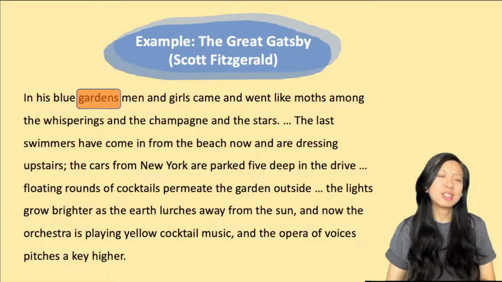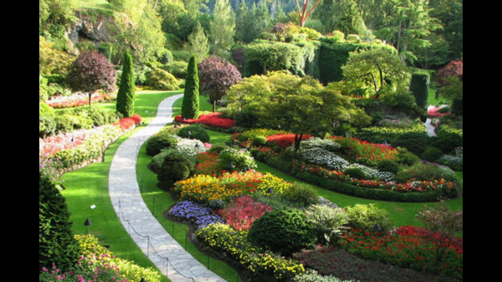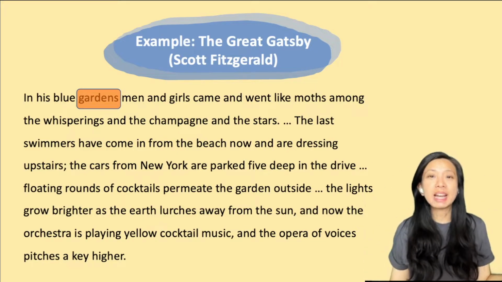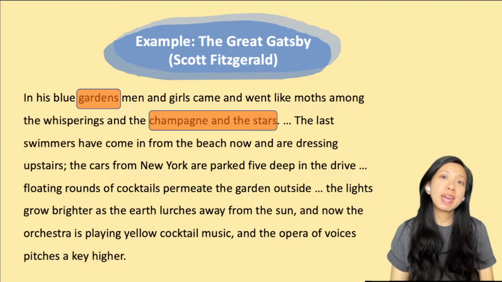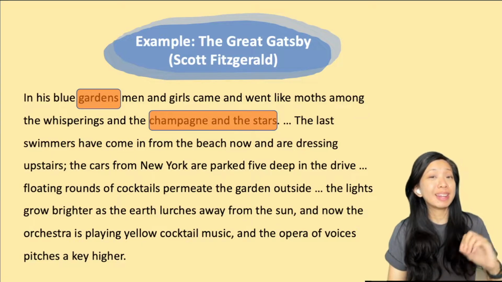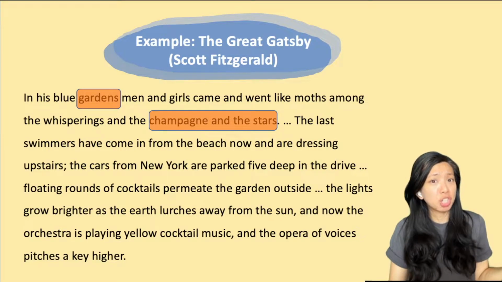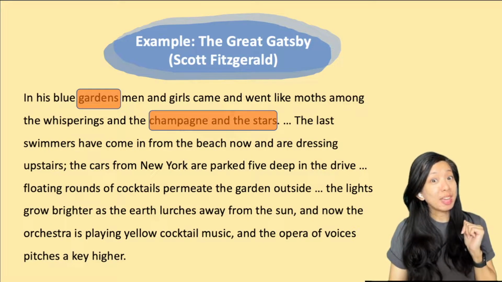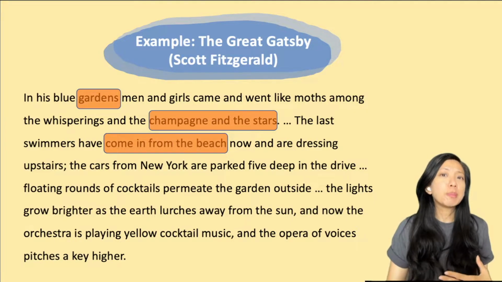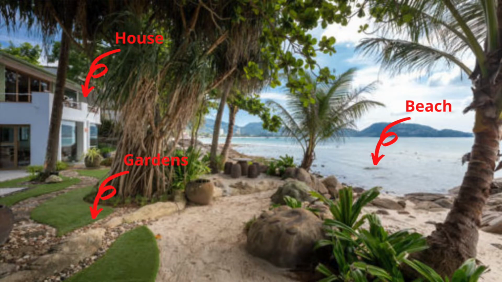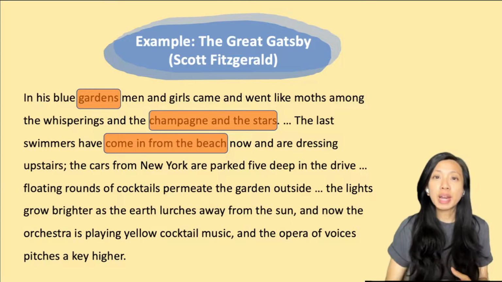First of all, gardens, because it tells us that it's probably a really huge place because it's not just one garden, but it is many gardens altogether. Champagne and the stars. So this tells us that it's outdoors under the stars with lots of champagne as well. And champagne is something that's not exactly very cheap. So there's a clue there. Have come in from the beach. So we know that this place is probably very close to the beach as well because the people who are swimming, they are just coming in directly from the beach.